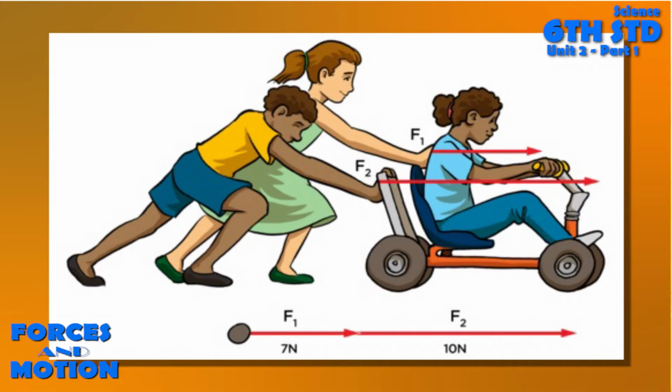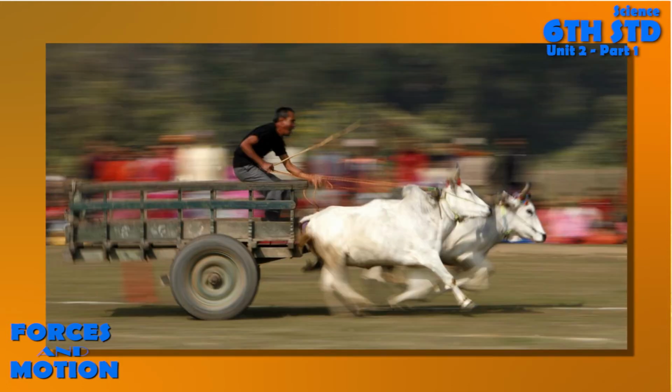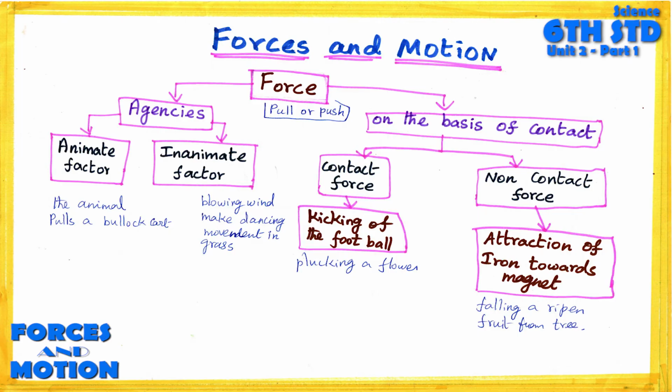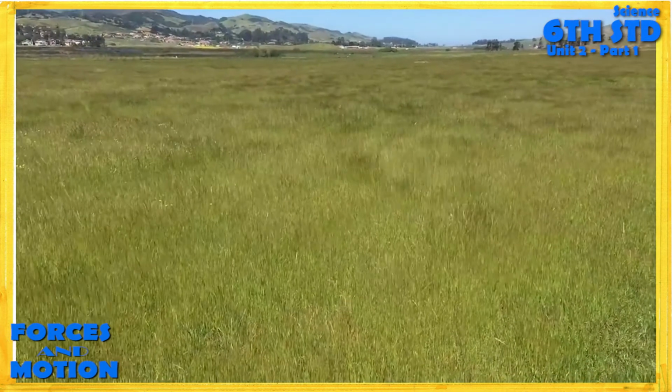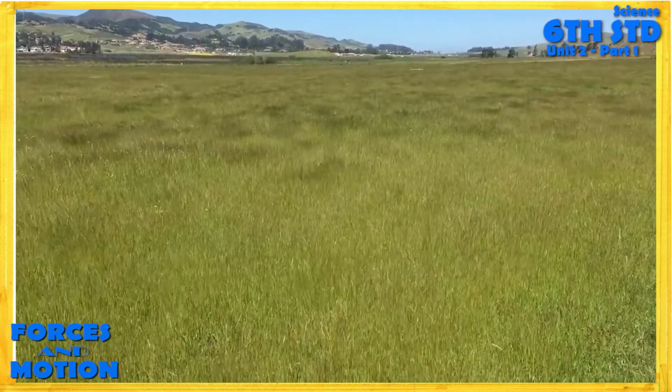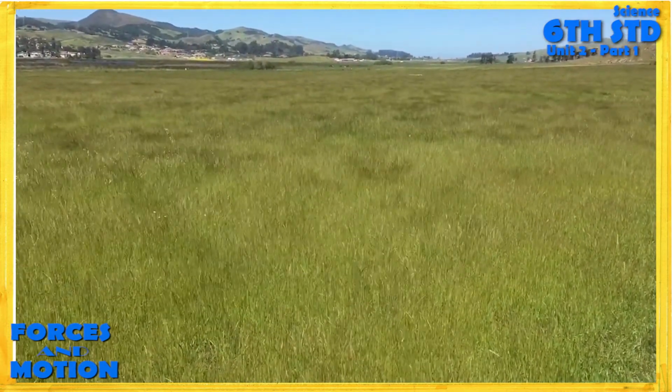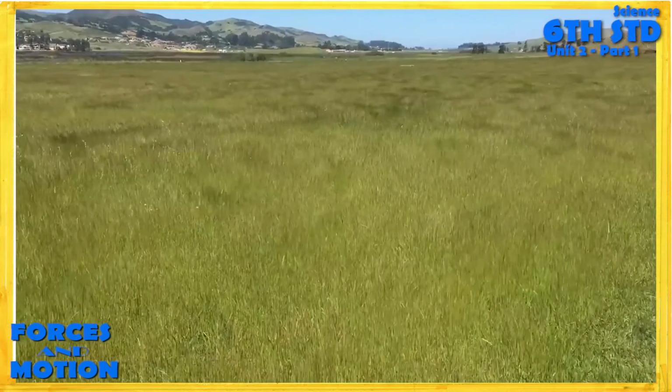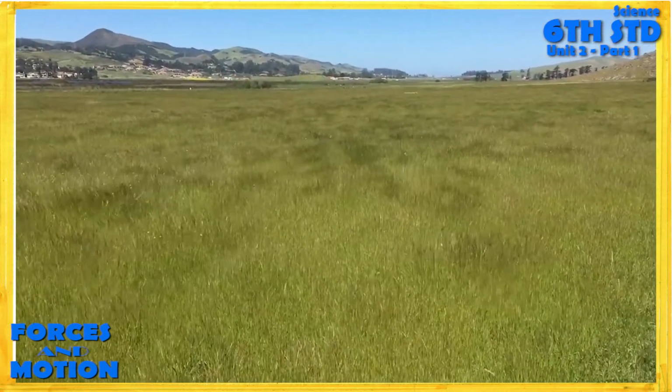Motion occurs when the object is pulled or pushed by an agency. This agency may be an animate factor or an inanimate factor. If an animal pulls a bullock cart, it is an example for animate factor. If the blowing wind makes a dancing movement in grass, this is an example for inanimate factor. I think you understood about animate and inanimate factors.